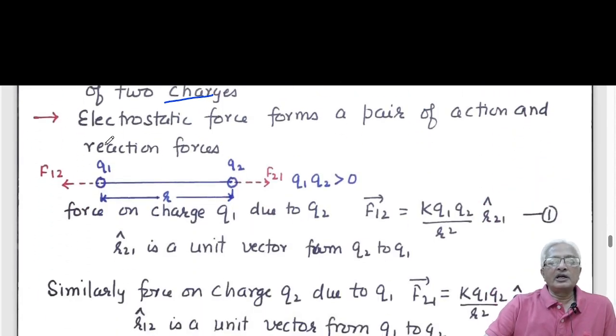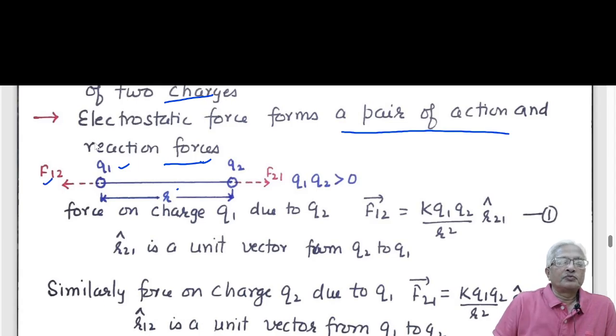Another property: electrostatic force forms a pair of action and reaction forces. Let us imagine two charges Q1 and Q2 separated by a distance r. Q1 would be repelled by Q2 to the left, force on Q1 due to Q2. Similarly, Q2 would be repelled by Q1 to the right, force on Q2 due to Q1. The product Q1 Q2 is greater than 0. What does that mean? Both the charges are identical, either both are negative or both are positive.